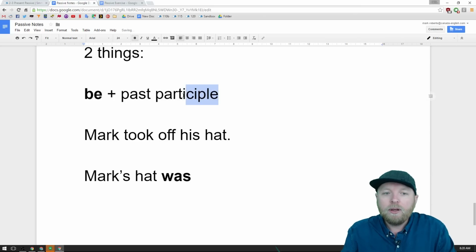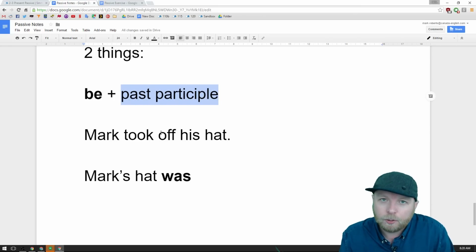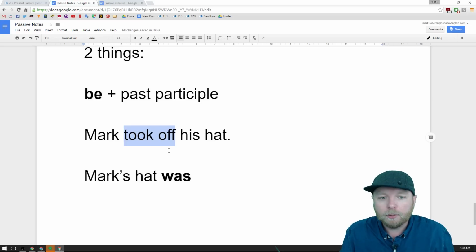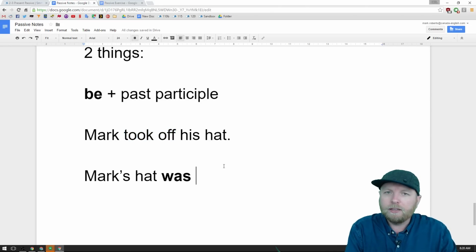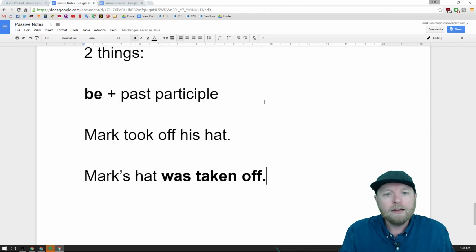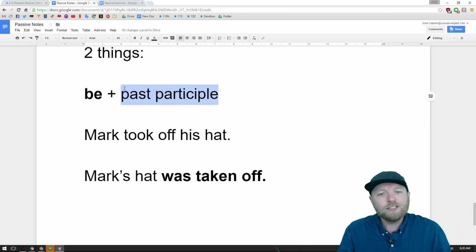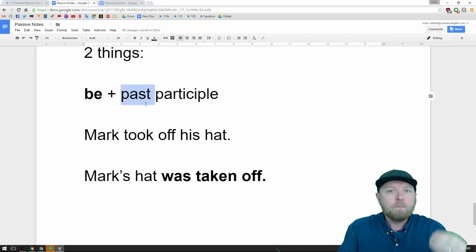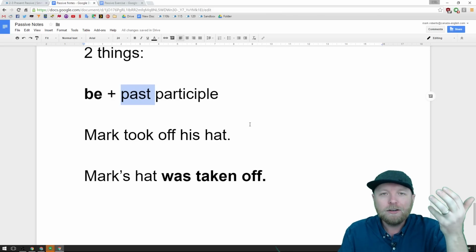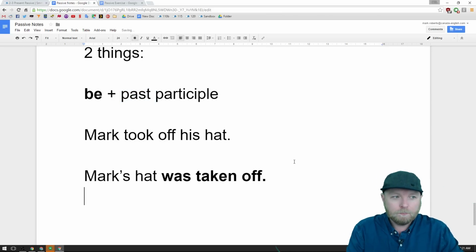And then we have the past participle, the past participle of the main verb. What is the past participle of take off? Well, you guys probably know that. Taken off. Easy, right? Now, guys, a lot of students look at the name, past participle. Past. They think this means it's always past. No.